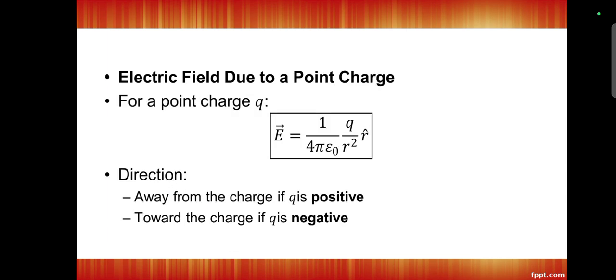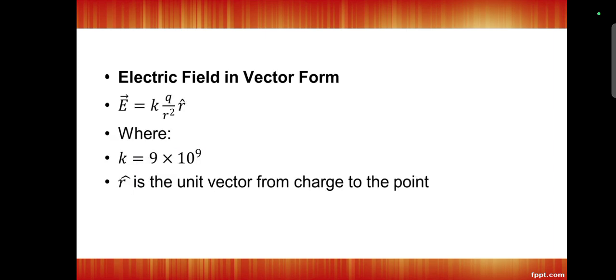So the electric field due to a point charge Q is given by E is equal to 1 divided by 4 pi epsilon naught into Q divided by R square into R cap. R cap is nothing but the unit vector. While talking about the direction, it is away from the charge if Q is positive, and it is towards the charge if Q is negative. So these are the basics about the electric field of a point charge.